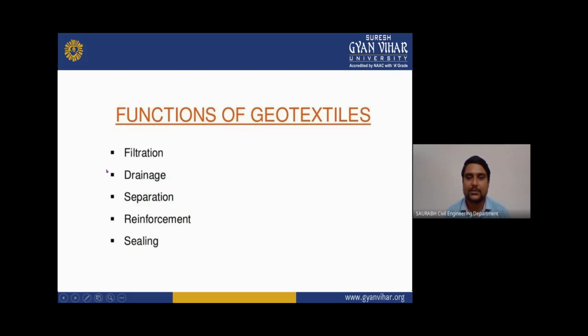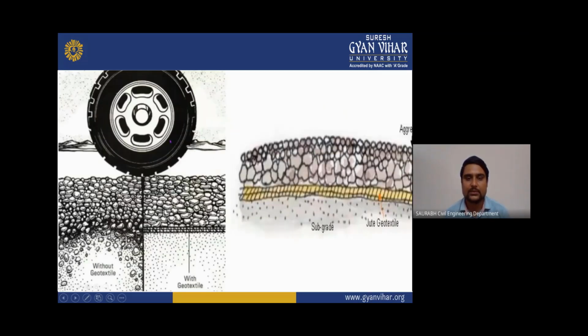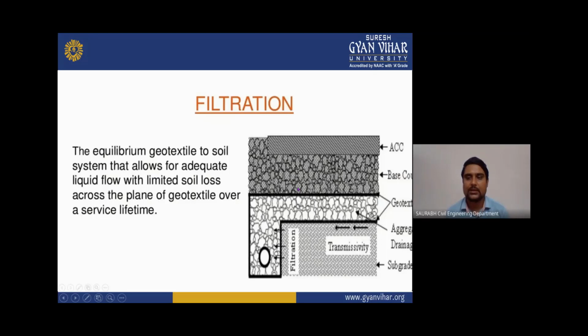Now we will see the function of geotextile: filtration, drainage, separation, reinforcement, sealing. These are the functions of geotextile which is used in the compaction of soil. As you can see, this image is showing the effect of geotextile. Here, this is jute geotextile, and it is used on the subgrade of the road pavement and it can protect the road subbase. It can also help in filtration.